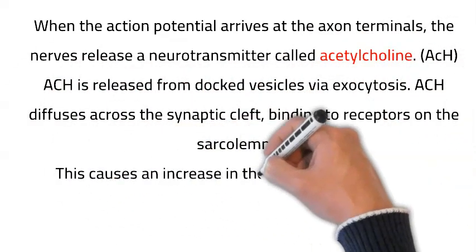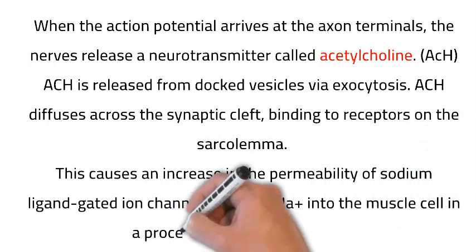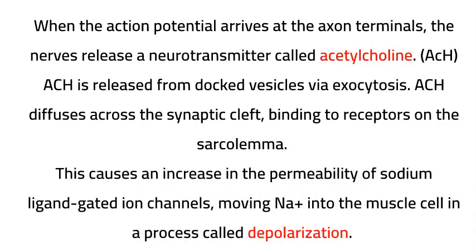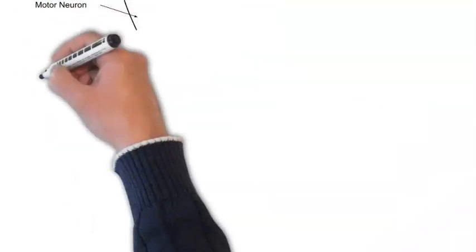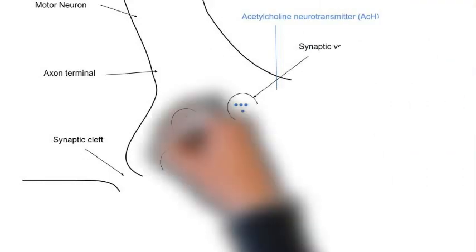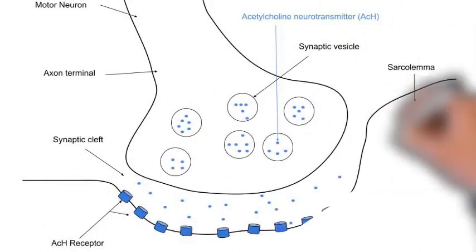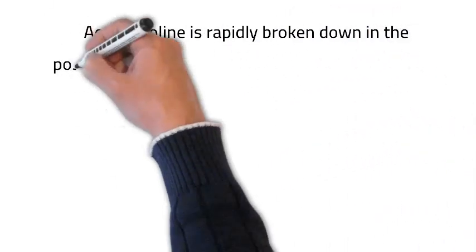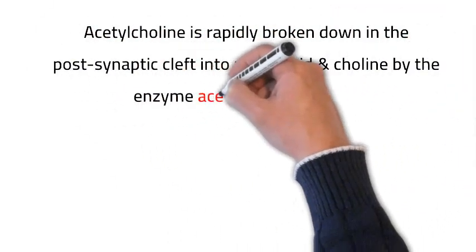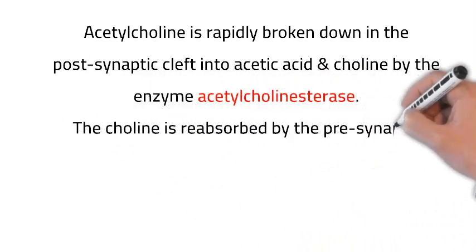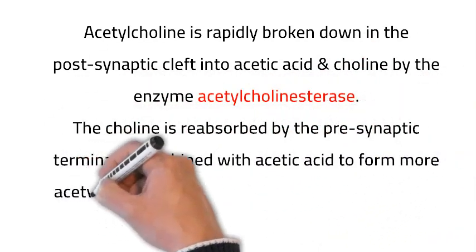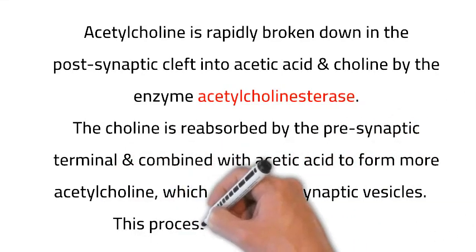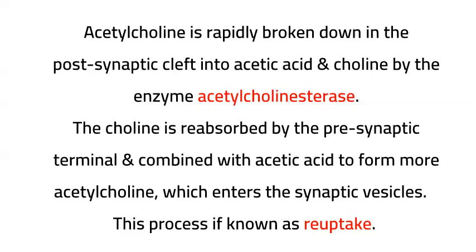Acetylcholine is released from docked vesicles via exocytosis. Acetylcholine diffuses across the synaptic cleft, binding to receptors on the sarcolemma of the muscle fiber. This causes an increase in permeability of sodium ligand-gated ion channels, moving sodium into the muscle cell in a process called depolarization. Acetylcholine is rapidly broken down in the postsynaptic cleft into acetic acid and choline by the enzyme acetylcholinesterase. The choline is reabsorbed by the presynaptic terminal and combined with acetic acid to form more acetylcholine, which enters the synaptic vesicles. This process is known as reuptake.